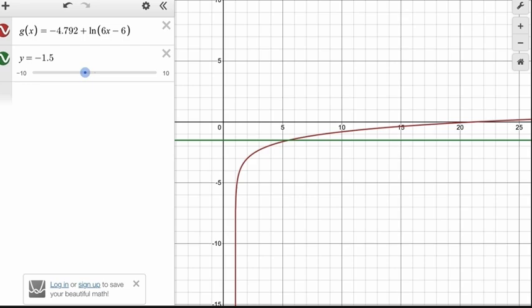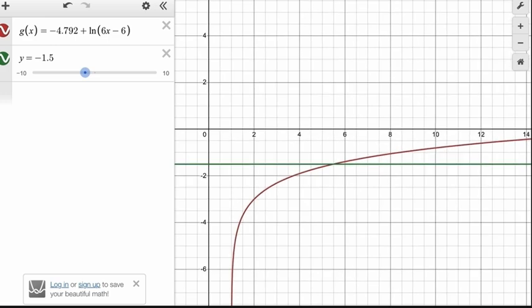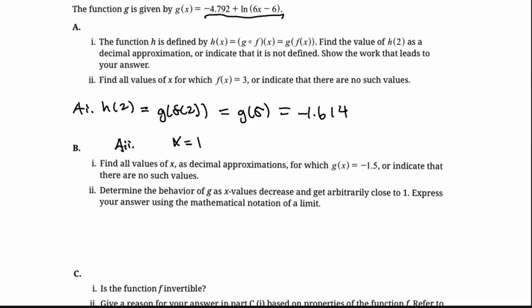In Desmos, we just type in y equals negative 1.5, and we can find for what x value g of x equals negative 1.5, and that happens here. So the x value where g of x equals negative 1.5 is 5.4827, and that rounds to 5.483. For B1, the answer is x equals 5.483.